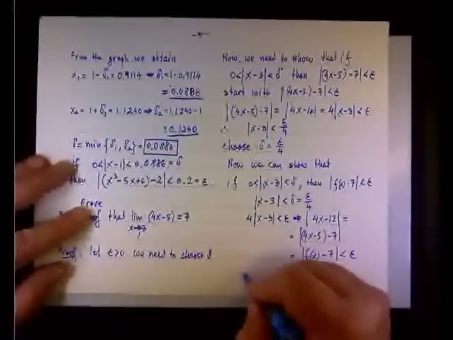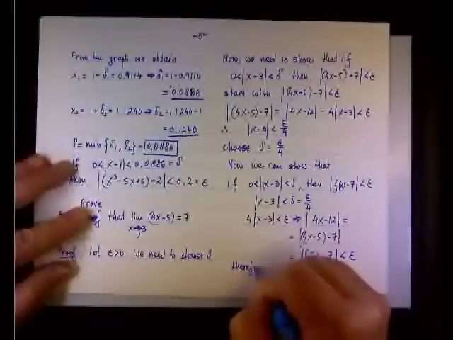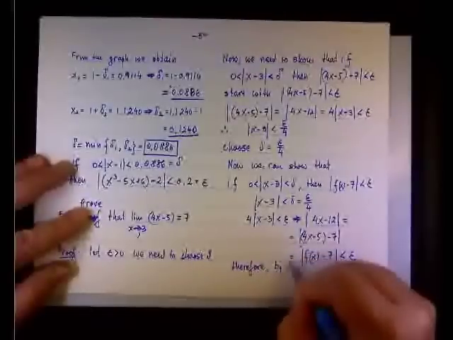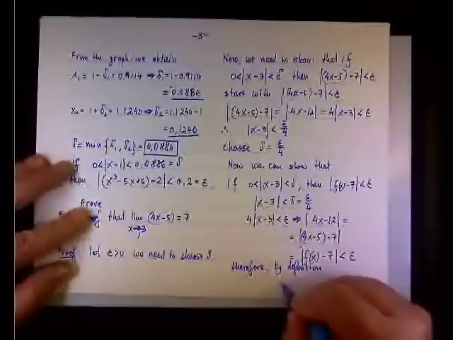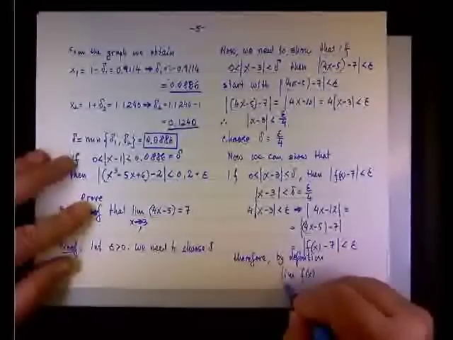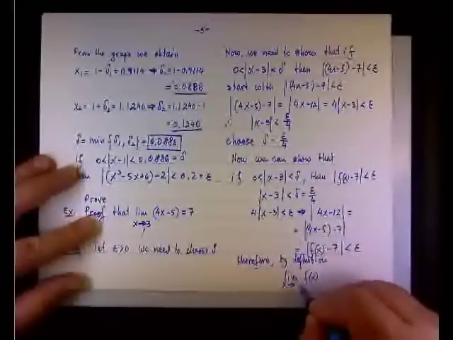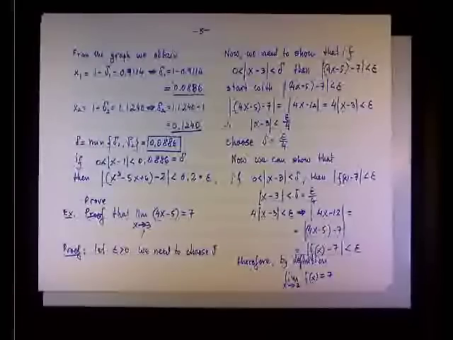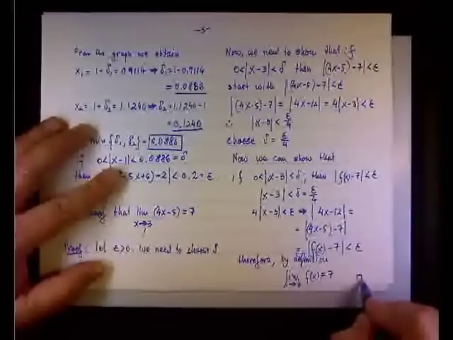Okay, so therefore by definition, the limit of f of x when x approaches 3 equals 7. And this completes the proof.